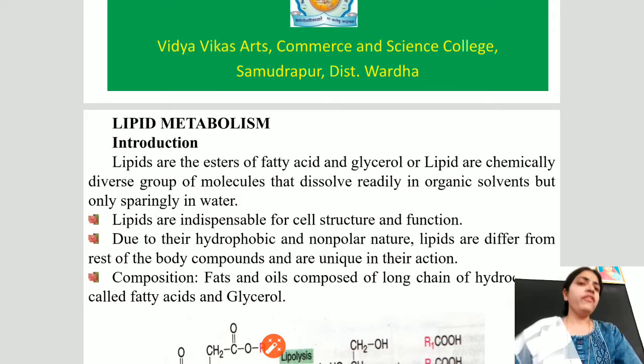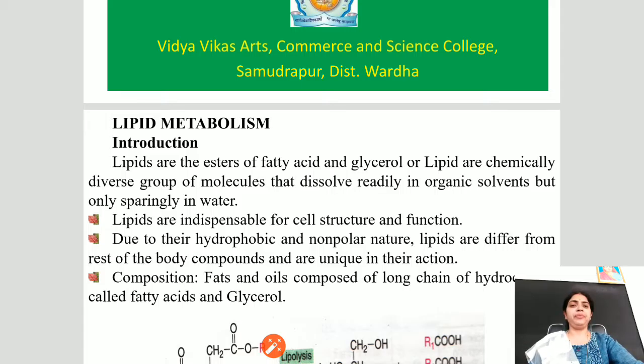Lipids are the esters of fatty acid and glycerol, or a chemically diverse group of molecules that dissolve readily in organic solvent but only sparingly in water. It is an important constituent of cell structure and function. Due to their hydrophobic and non-polar nature, lipids are different from the rest of the other body compounds and unique in their action. They are composed of fats and oils, and composed of long chains of hydrocarbon, that is the fatty acids and glycerol.